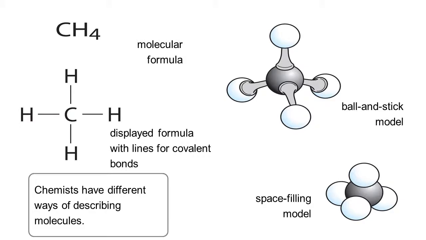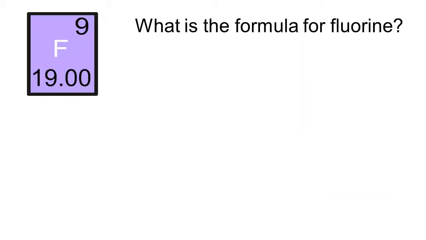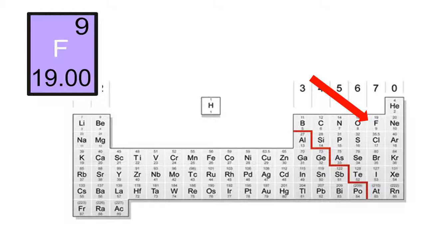Right, let's have a look at one then. Let's have a look at fluorine. Now, fluorine, what is the formula for fluorine? How are we going to work this out? Well, let's do what we usually do. Let's ask ourselves the question, how many electrons are there in the outer shell? And that should help us out.